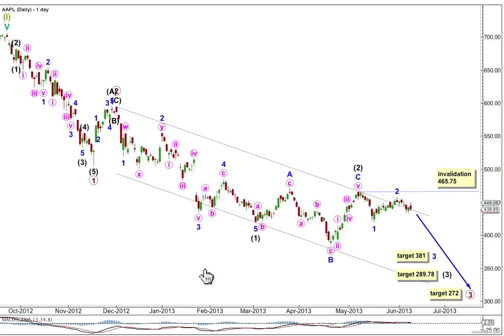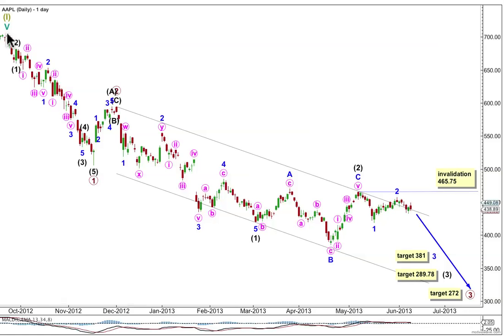My daily chart for Apple remains exactly the same. I'm still seeing the start of a supercycle degree second wave correction here at the all-time high, and within supercycle wave 2, it's most likely to be a zigzag, and cycle wave A is most likely to unfold as a 5-wave structure. This is not a leading diagonal, so we're probably seeing an impulse unfold to the downside.